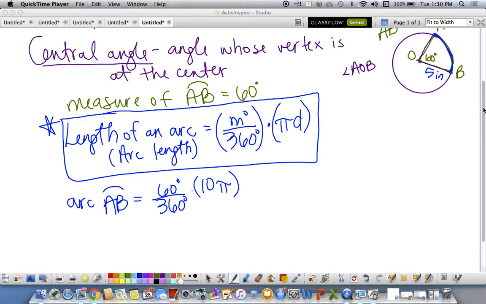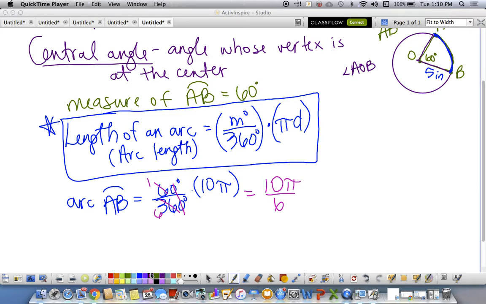I don't want you to pick up your calculator at this time. Do we need to reduce? Is this my final answer? 60 divided by 360 is 1/6. So what's 1/6 of 10 pi? Let's multiply. What do you get? 10 pi over 6.